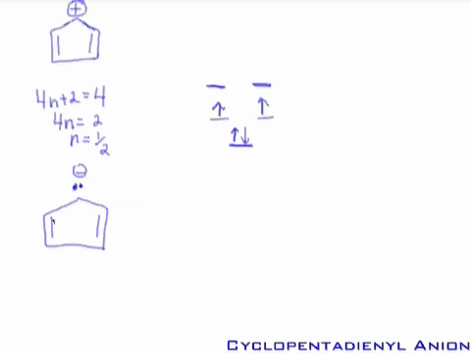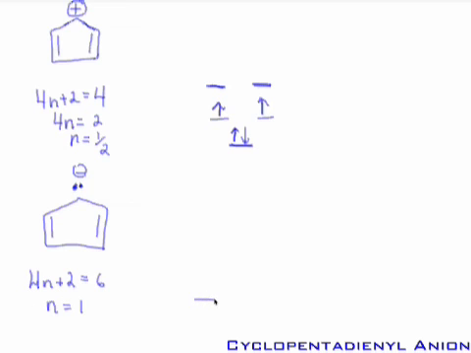If I do that, I get 2 for the pi electrons, 2 for these pi electrons, and 2 for the electrons in the 2p orbital. 4n plus 2 equals 6. If you solve this, you get n equals 1. Huckel's rule states it's aromatic.